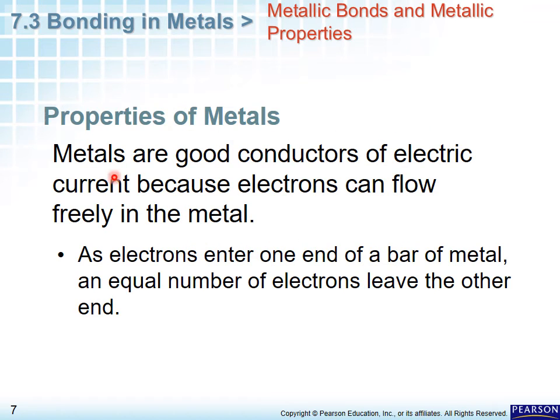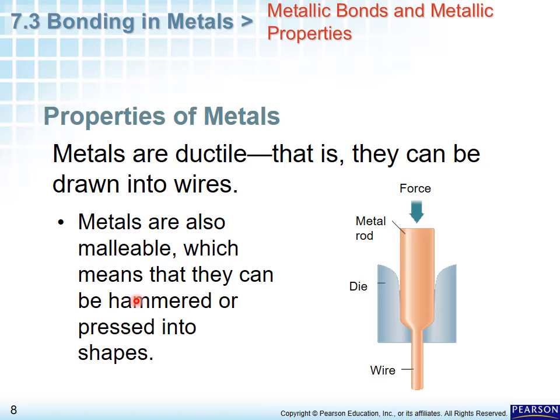Properties of metals. Metals are good conductors of electric current because electrons can flow freely in the metal. In the previous slide I explained this, because of the valence electrons. As electrons enter one end of the metal bar, an equal number of electrons leave the other end. So that's why there is flow. The flow of electrons is called electric current, you know this one.